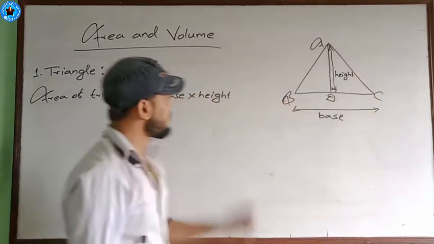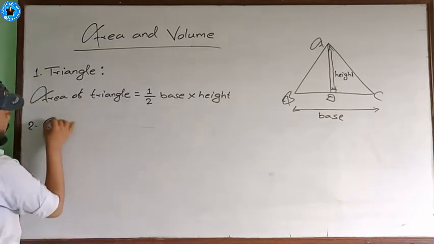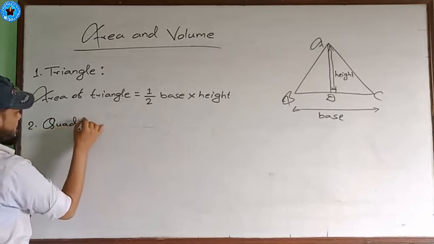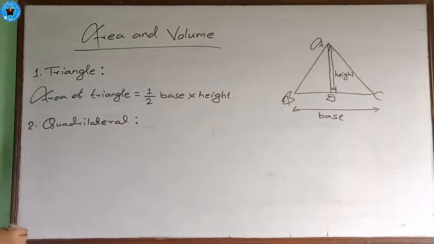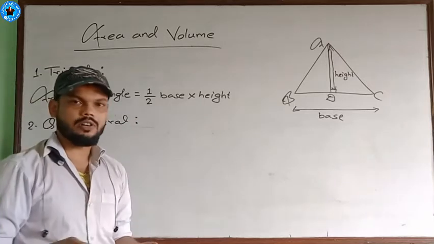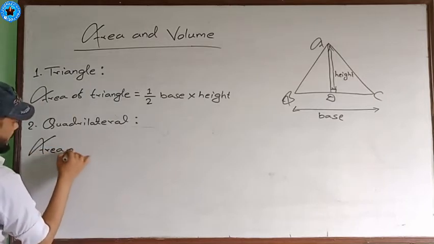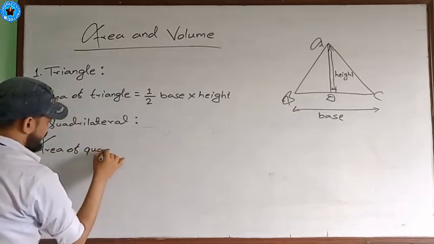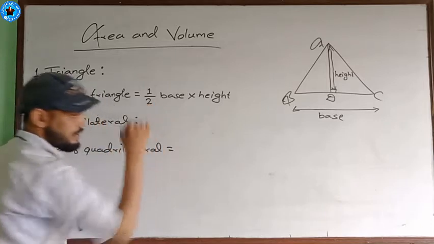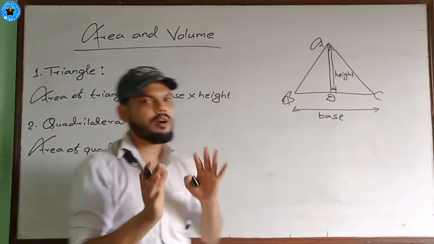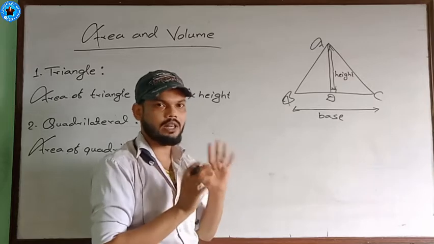Now similarly, the second one, that is quadrilateral. What is the area of this quadrilateral? Area of quadrilateral equals what? First of all I will draw a figure, and from that figure I will explain how the formula has been developed.